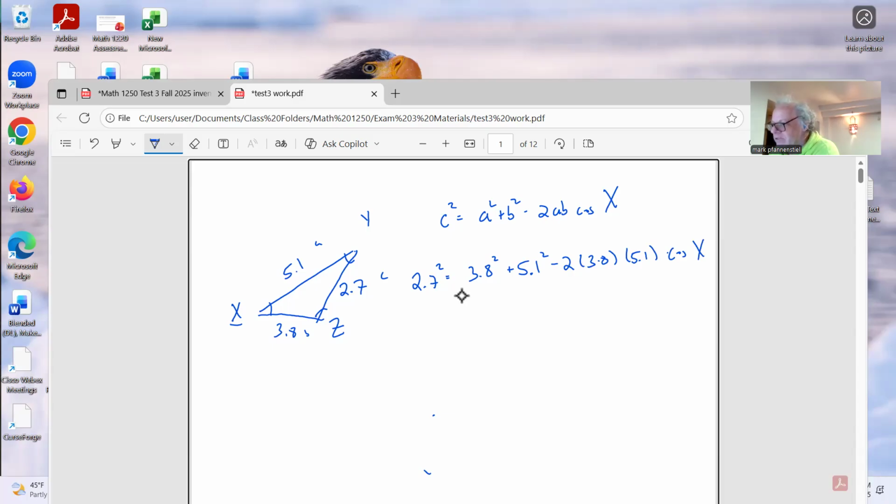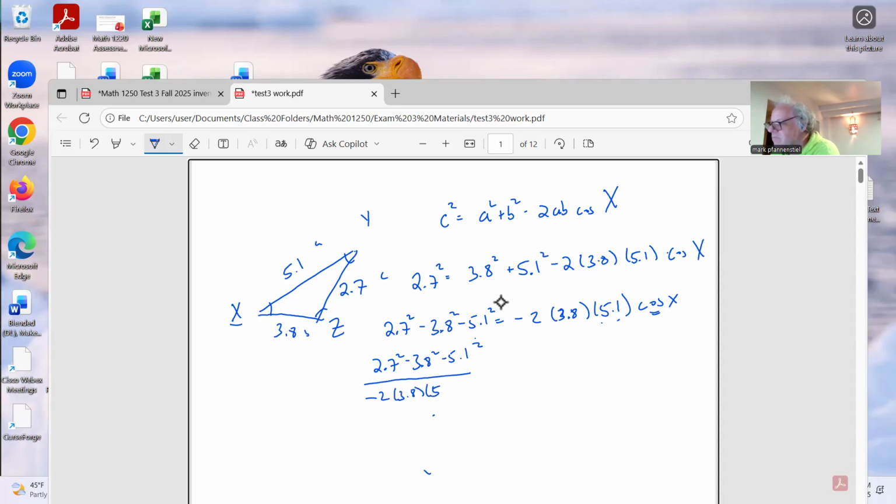So we have 2.7 squared minus 3.8 squared minus 5.1 squared, which is equal to negative twice 3.8 times 5.1, double checking to make sure that my sides are matching up, times cosine of x. We're solving for cosine of x, so we're going to divide. This is 2.7 squared minus 3.8 squared minus 5.1 squared, divided by negative 2 times 3.8 times 5.1. We'll say that's equal to cosine of x.